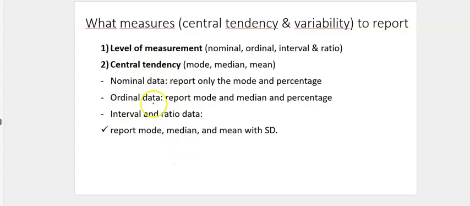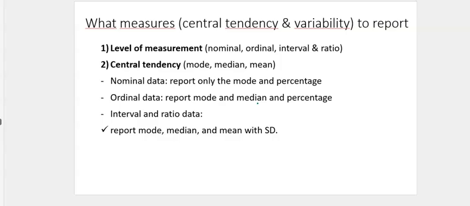With ordinal data, you can obtain the median and also the mode. The mode is the most frequently appearing value, and the median is the middle value. This is possible because an ordinal variable has low and high.